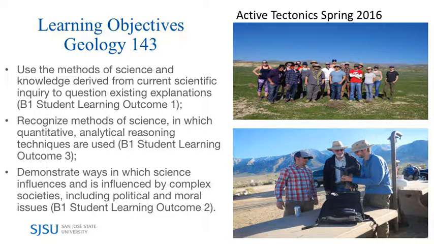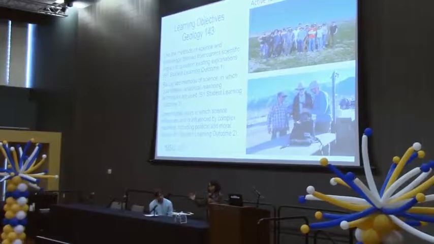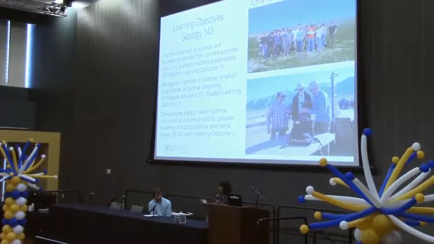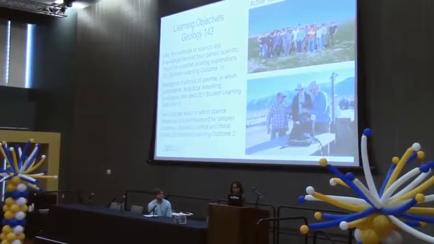I applied this to a course, Geology 143, called Active Tectonics, where we go out into the field and study the landscape. What we did was bring a drone out and fly the landscape. We flew the surface of Earth and took overlapping photos of it. The students were able to do this. They went out and mapped what they were doing, and they flew the drone.